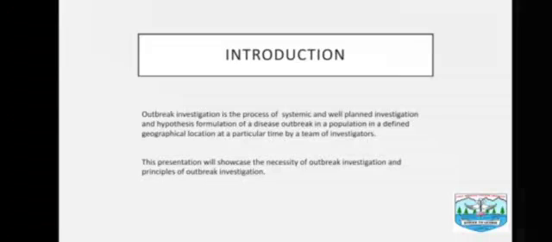Now, introduction. Outbreak investigation is the process of systematic and well-planned investigation and hypothesis formulation of a disease outbreak in a population in a defined geographical location. It can be a particular time or a particular place, and is done by a team of investigators from the local authorities as well as from the public health department. We shall see in the later slides the components of the investigating team as well as the steps involved in outbreak investigation.